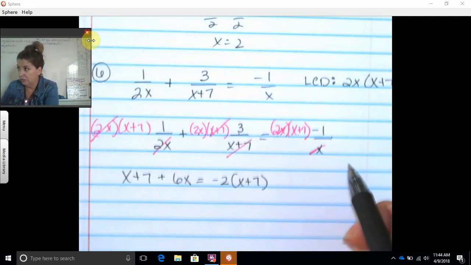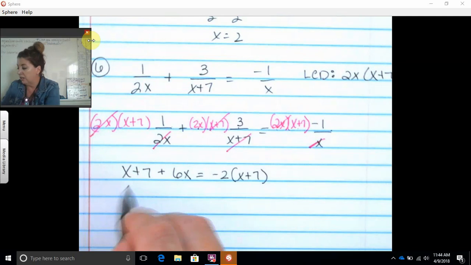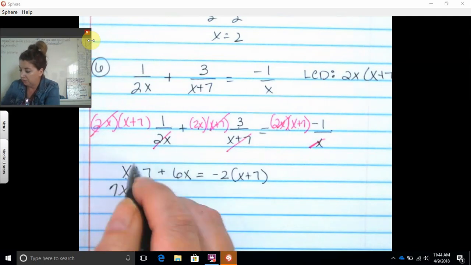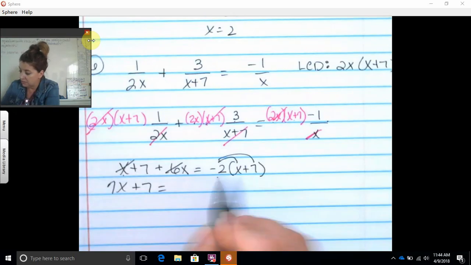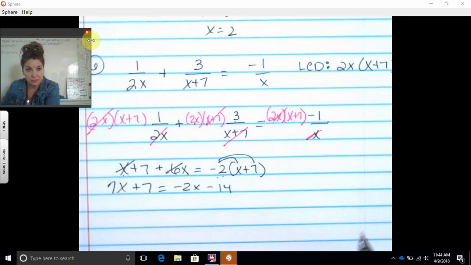Is anybody confused? What did I do that confused you? So I have x, oh look, right here, x and 6x. I can go ahead and combine that to get 7x plus 7 equals negative 2 times x is negative 2x. Negative 2 times positive 7 is negative 14. Now I'm just solving for x.